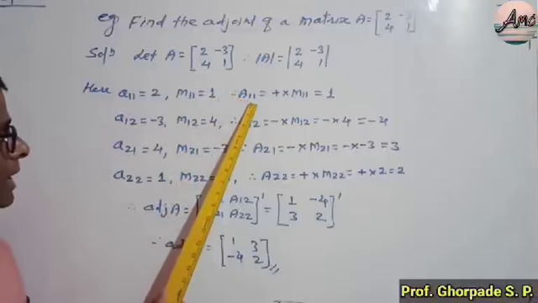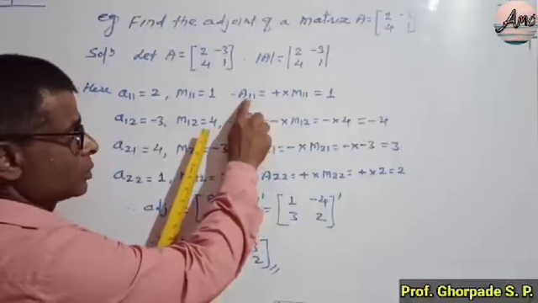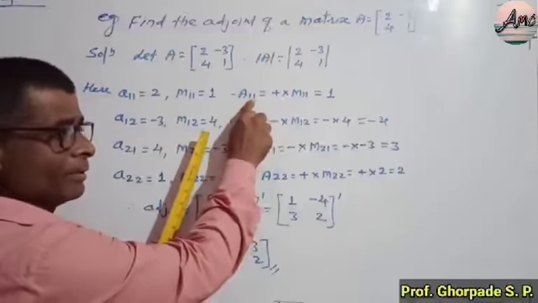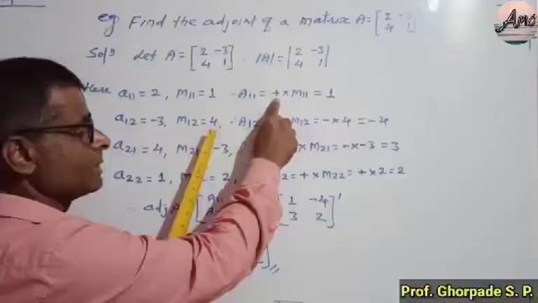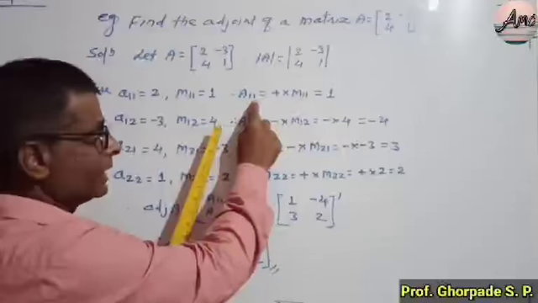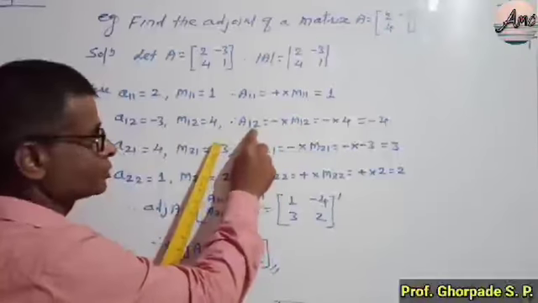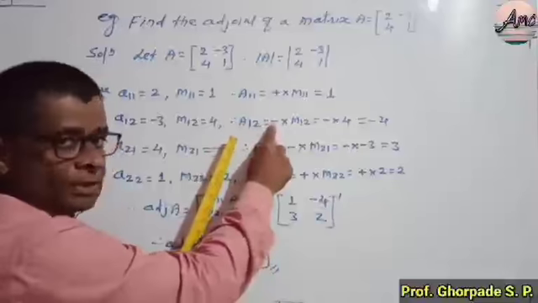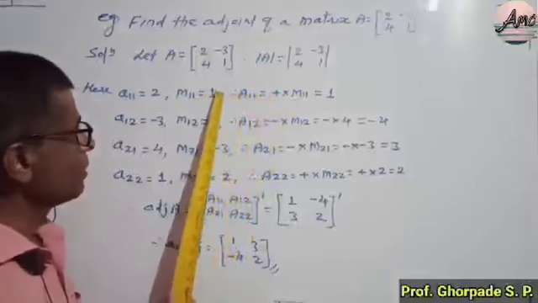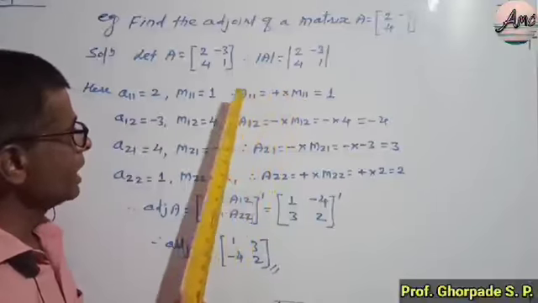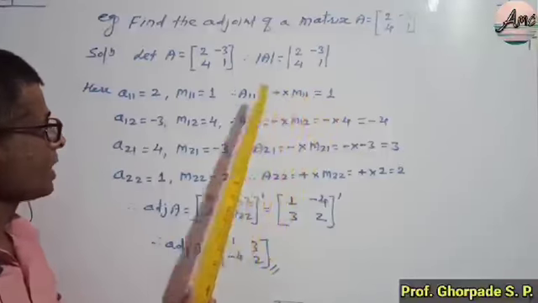So the cofactor A11. See here, if you add the row and column, if you get an even number, then you begin with the sign plus. After adding, if you get an even number, you write plus, and if you get an odd number, say 1 plus 2 is 3, odd number, you begin with a minus. So A11, 1 plus 1 is 2, even number, so plus into M11. So what is M11 here? 1. So 1 into plus 1 into plus is 1. So this is the cofactor of 2.